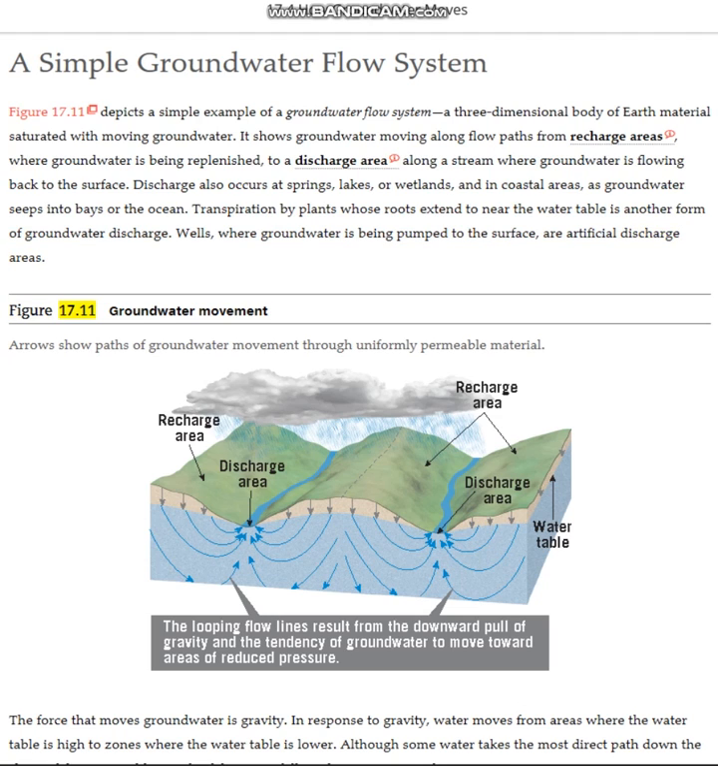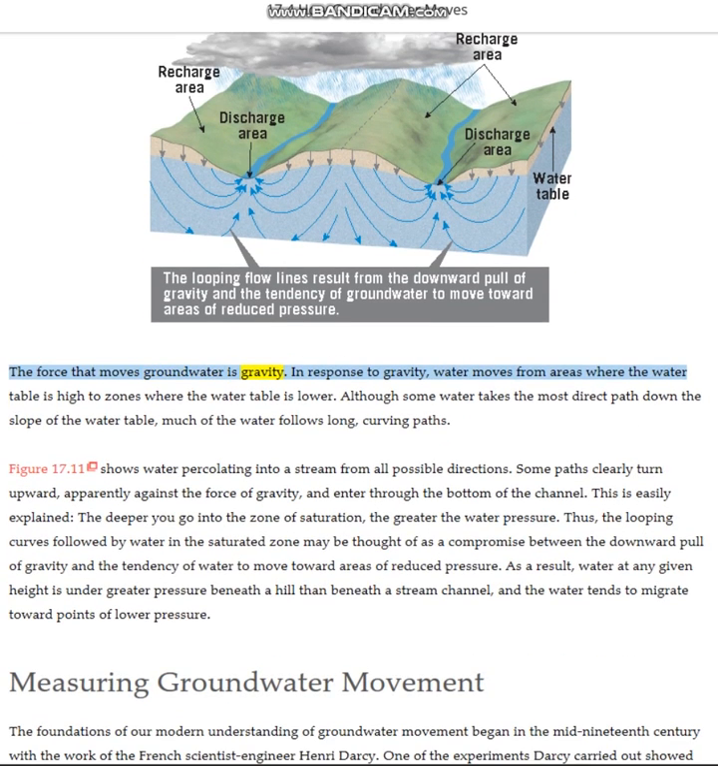Figure 17.11 Groundwater movement. Arrows show paths of groundwater movement through uniformly permeable material. The force that moves groundwater is gravity. In response to gravity, water moves from areas where the water table is high to zones where the water table is lower. Although some water takes the most direct path down the slope of the water table, much of the water follows long, curving paths.